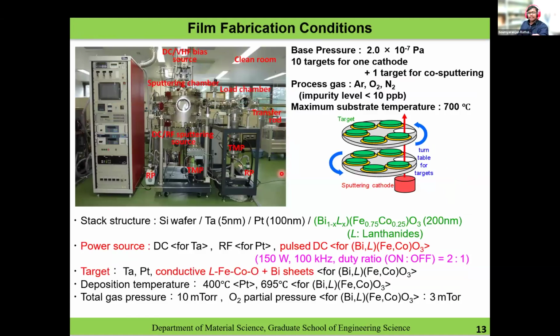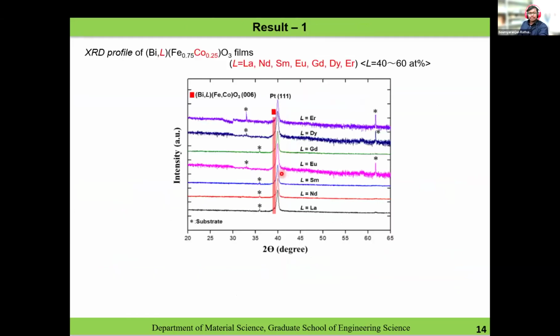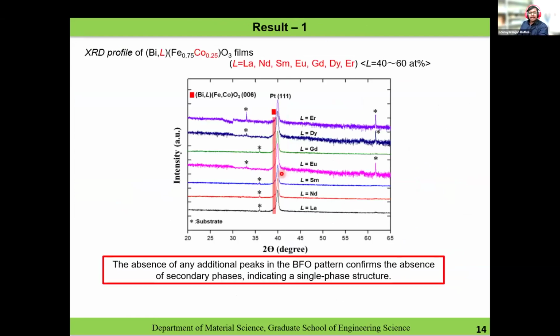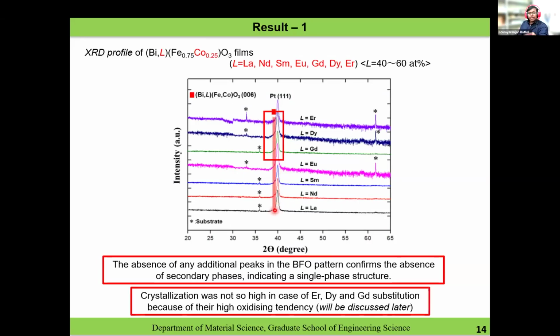These are the basic features of our sputtering devices. The most important feature here is the VHA plasma. I'm not going into detail about the VHA plasma again. This is the XRD data where the BiFeO peak is shown here. Of course, this is not so clear, but the BiFeO was formed. The problem we found in the case of erbium, dysprosium, gadolinium is that the peak is not so prominent.